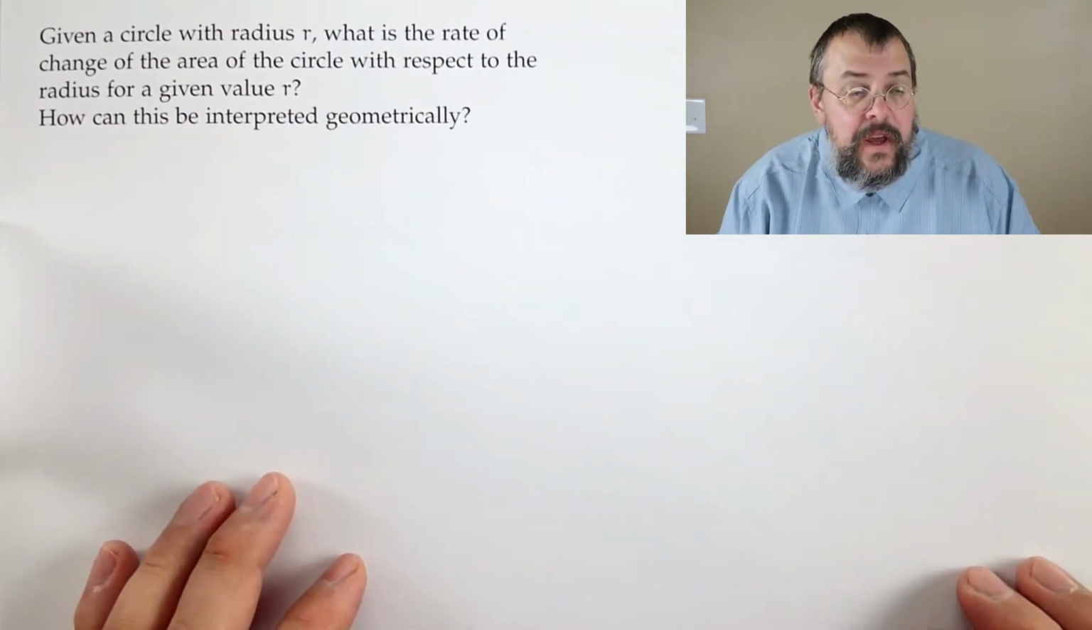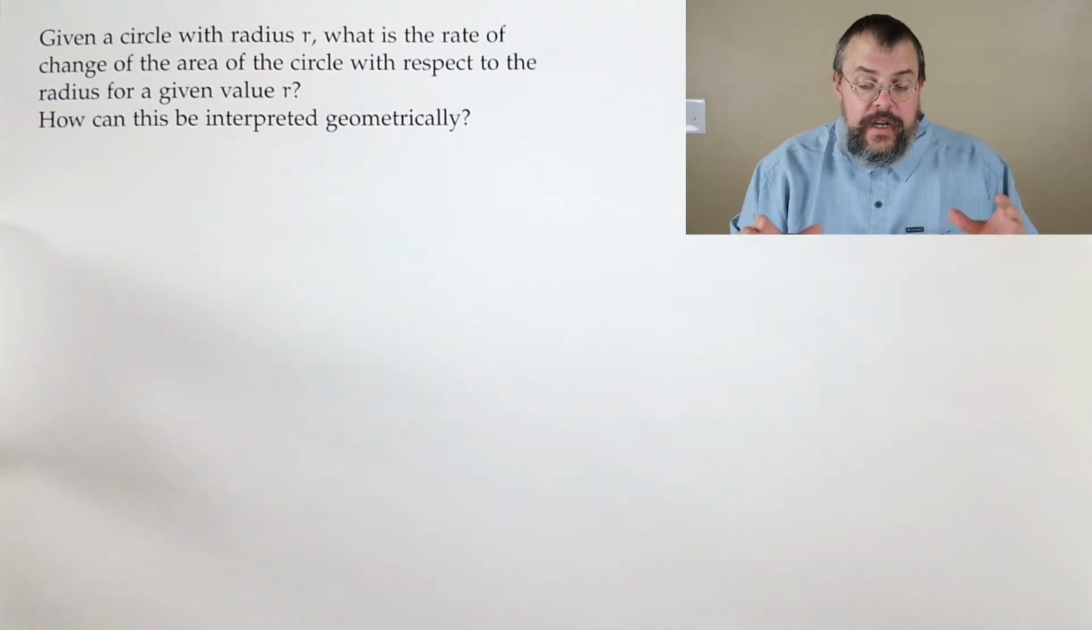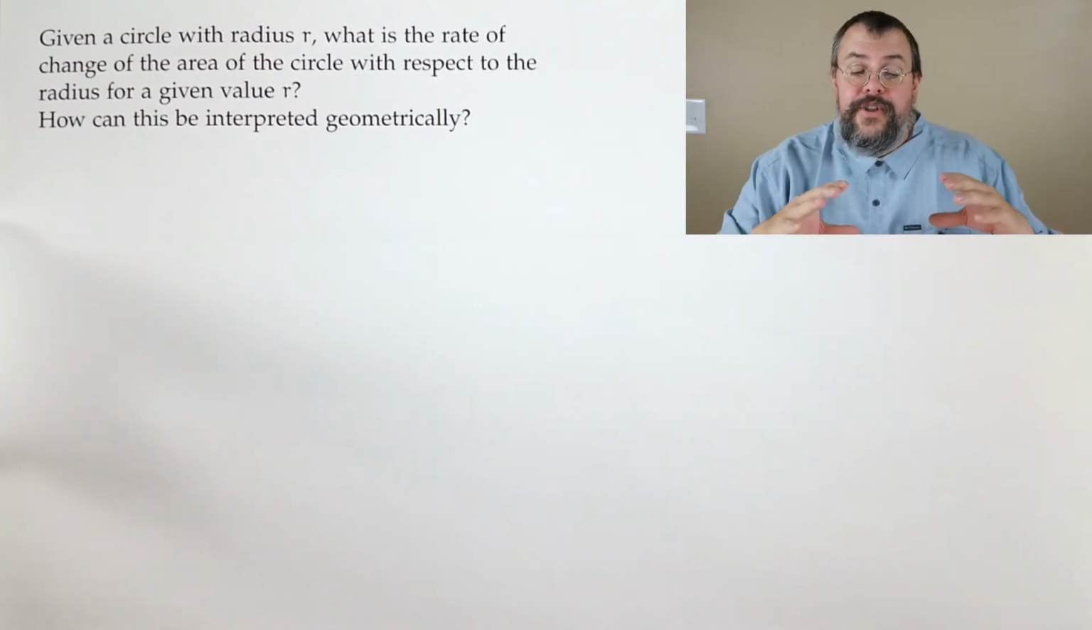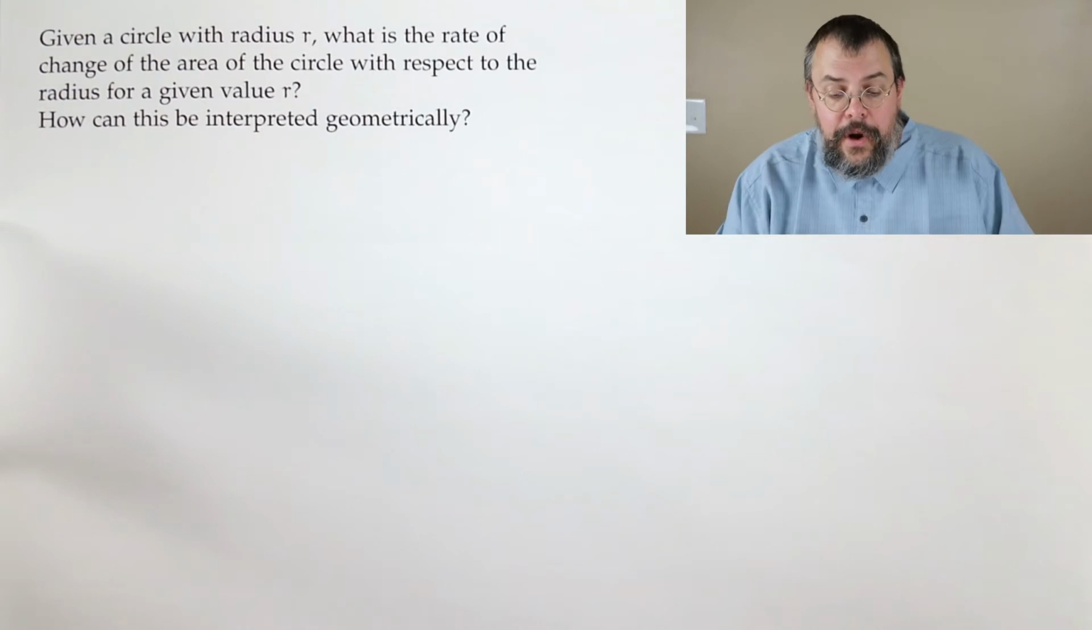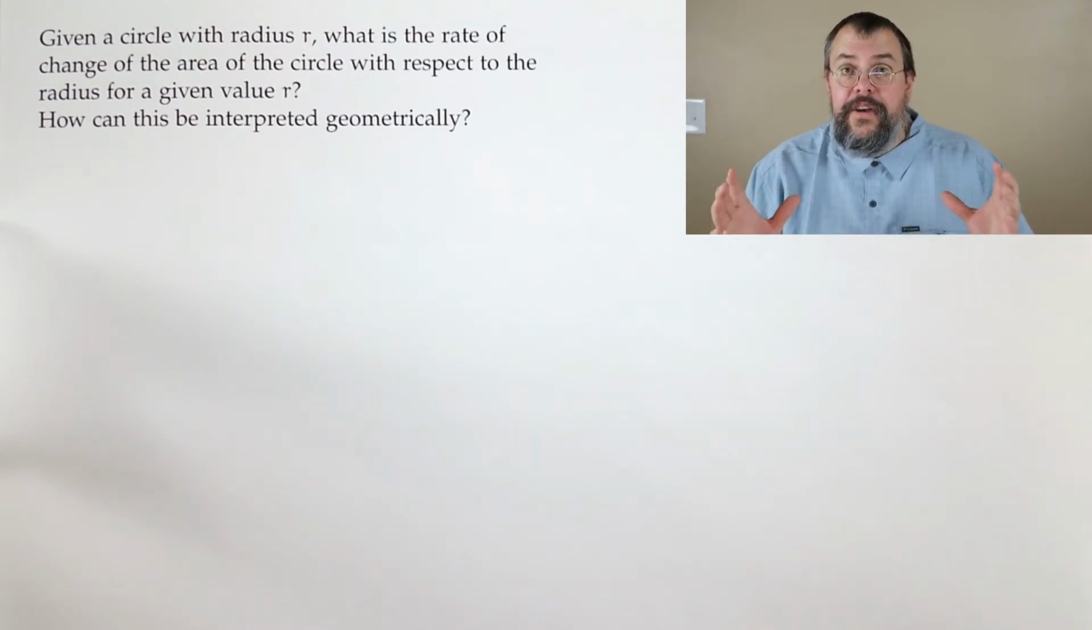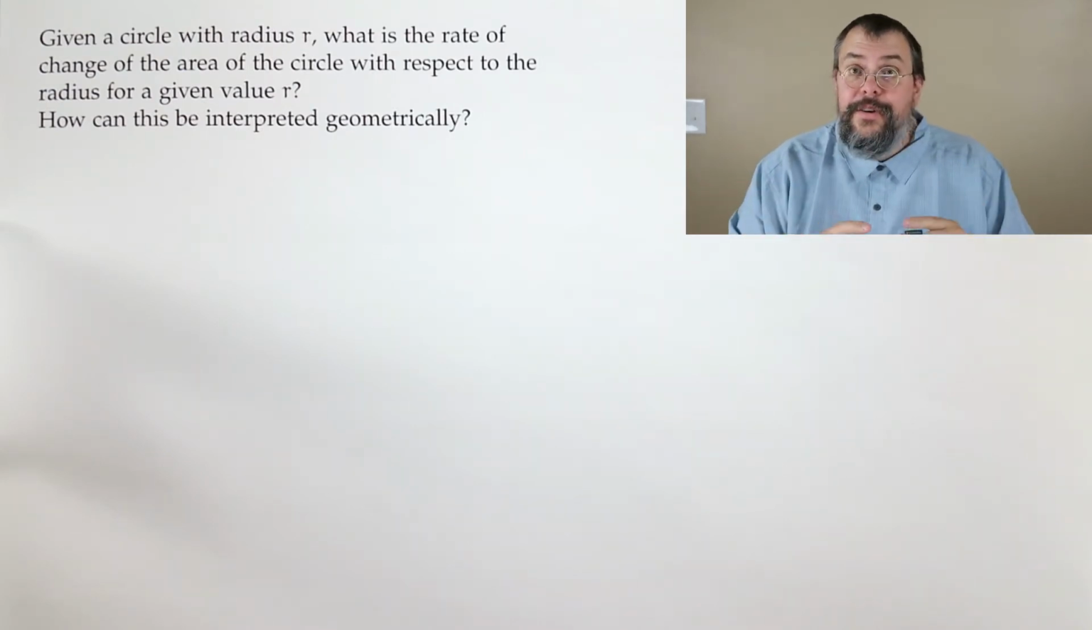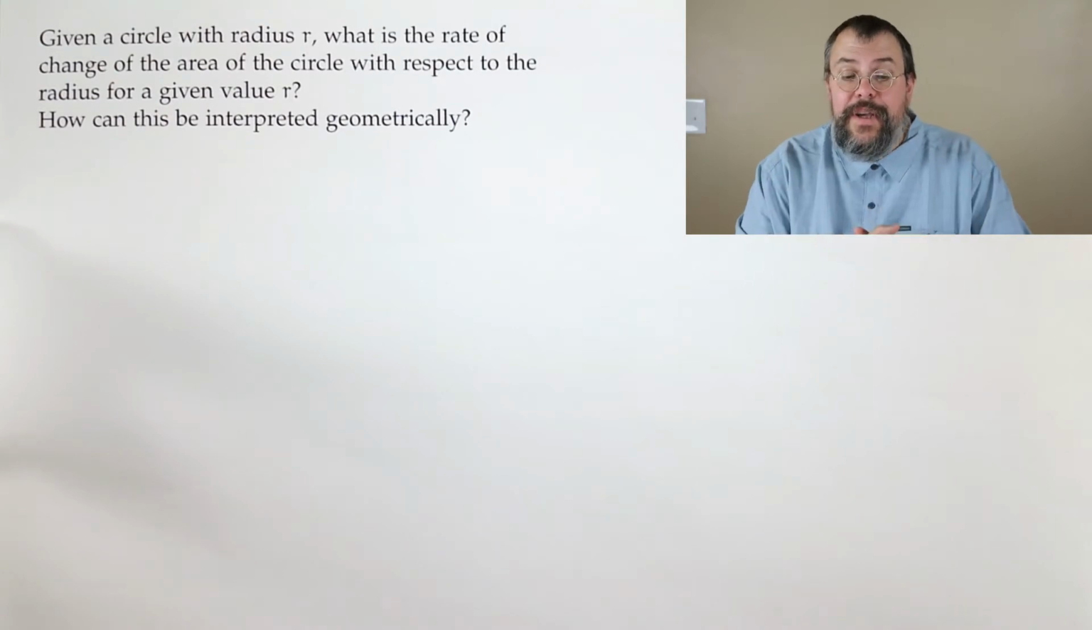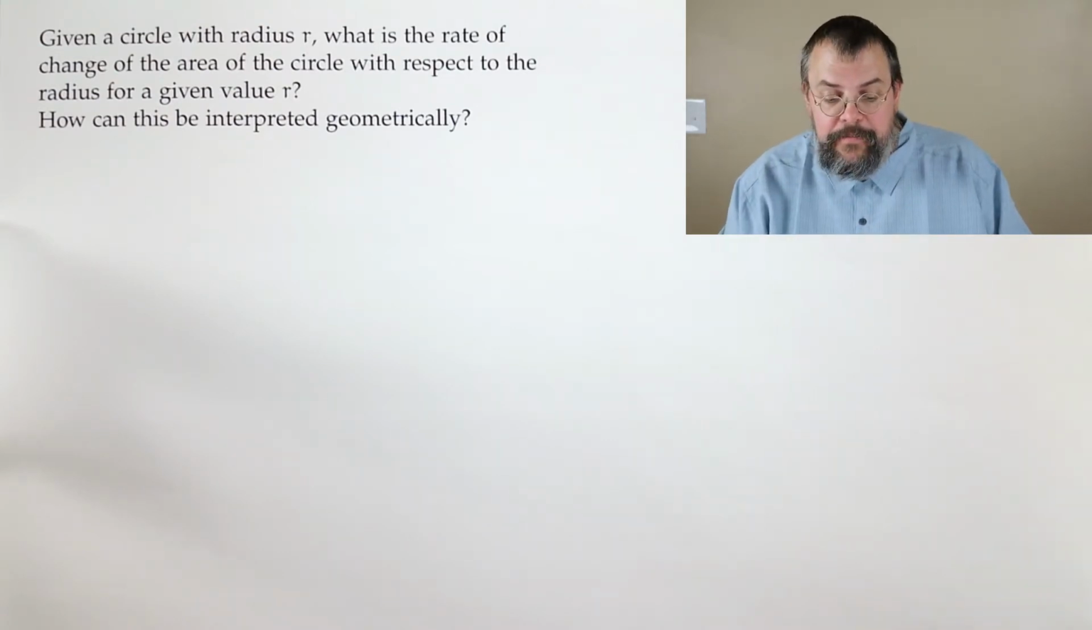Okay, let's do another problem. Given a circle with radius r, what is the rate of change of the area of the circle with respect to the radius for a given value of r? And a second question, how can this be interpreted geometrically?